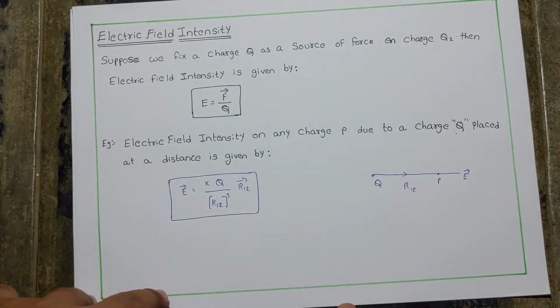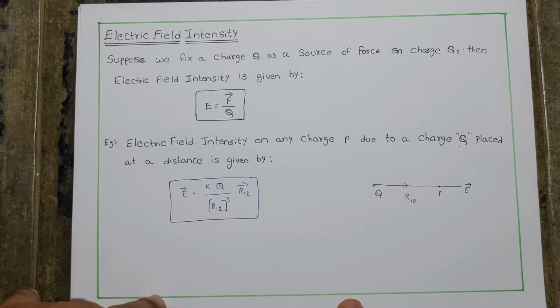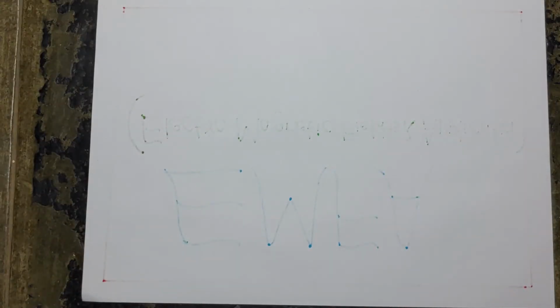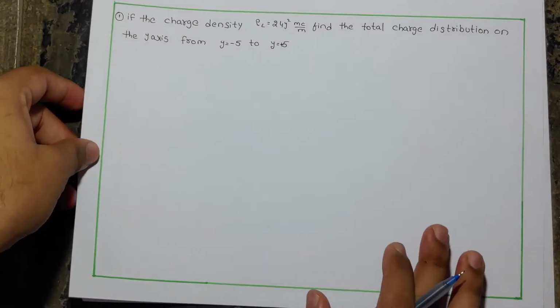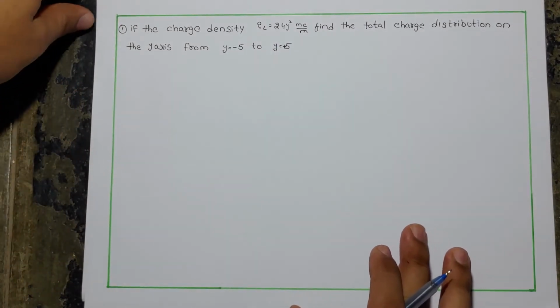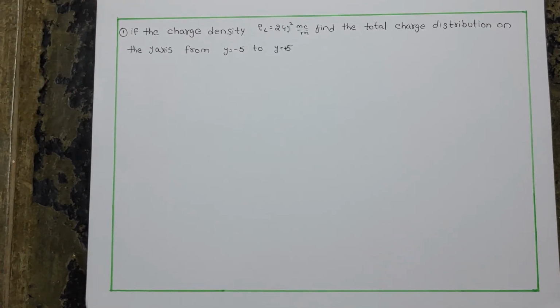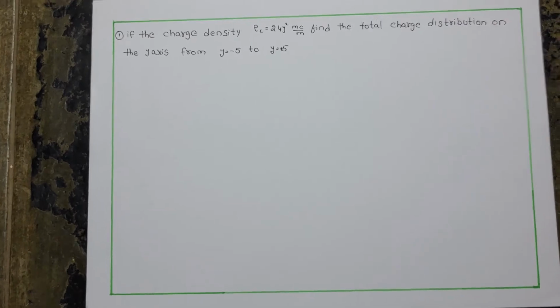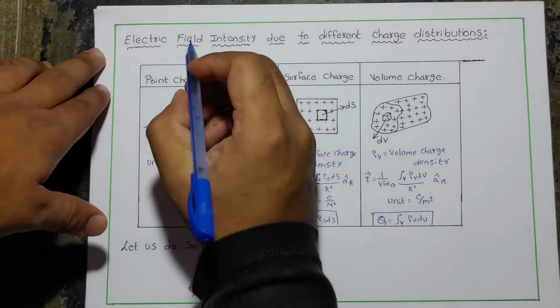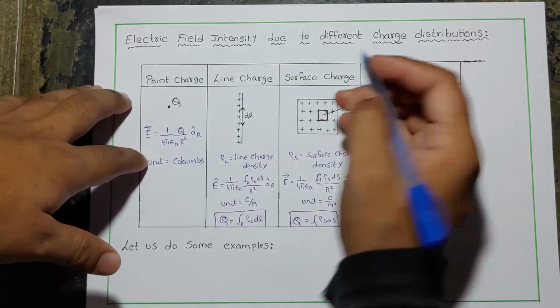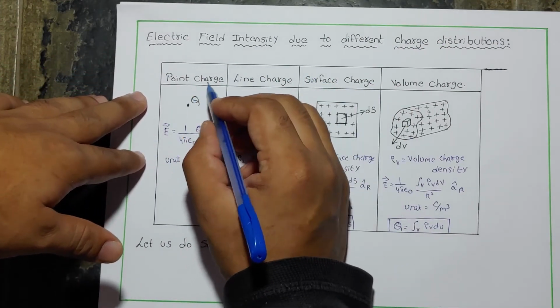Now let us solve for different types of charges. Now let us see for different charge types. Electric field intensity due to different charge distributions. That is, let us solve in the case of point charge.